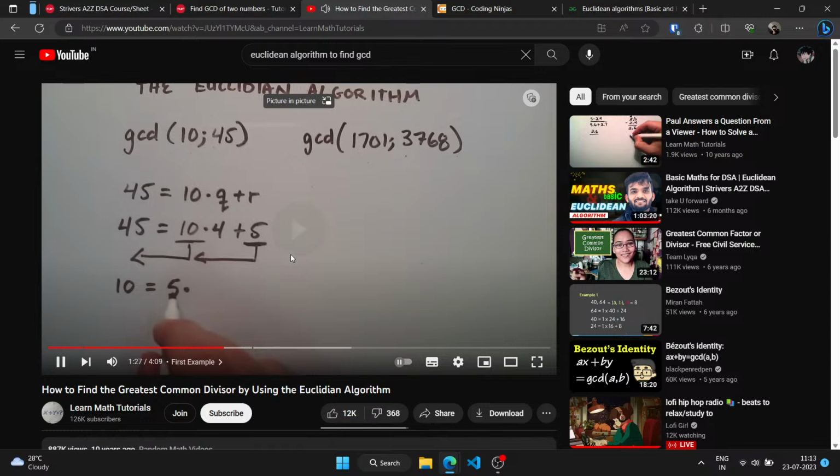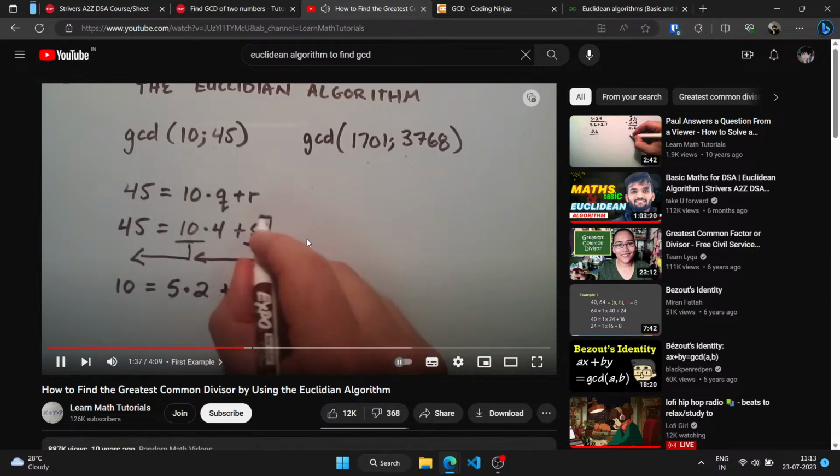So now we're asking ourselves, 5 goes into 10 how many times? 2 times with a remainder of 0. So now that we have a remainder of 0, we simply look back at the previous remainder, and this is our greatest common denominator for the original two.